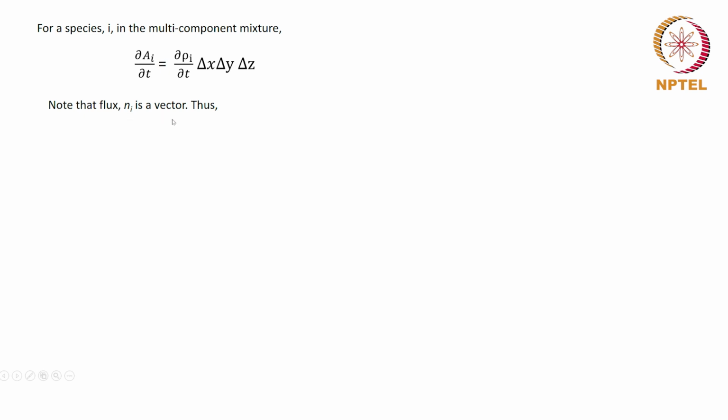N_i is a vector, and therefore, N_i is nothing but i N_ix plus j N_iy plus k N_iz. So, N_ix is the flux in the x direction, N_iy is the flux in the y direction, N_iz is the flux in the z direction, components of the total flux N_i, which happens to be a vector.